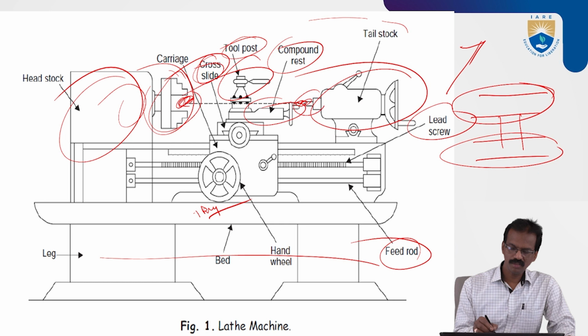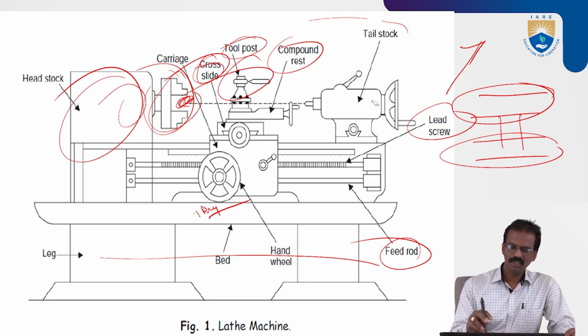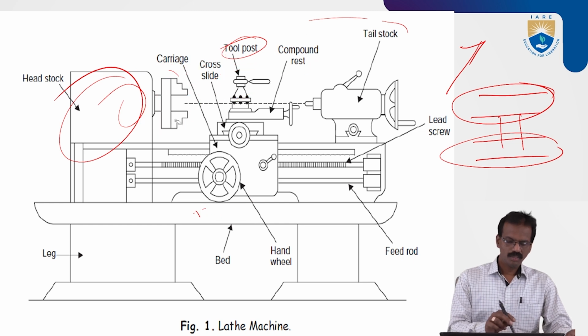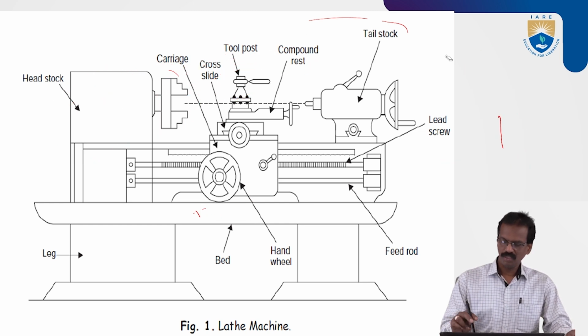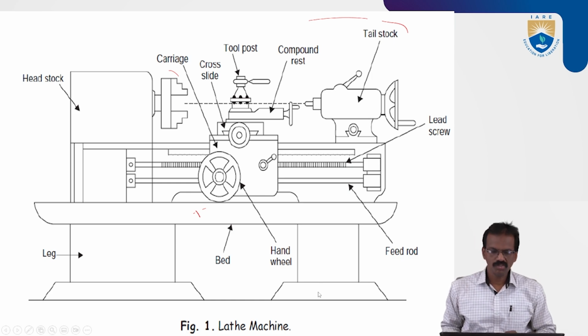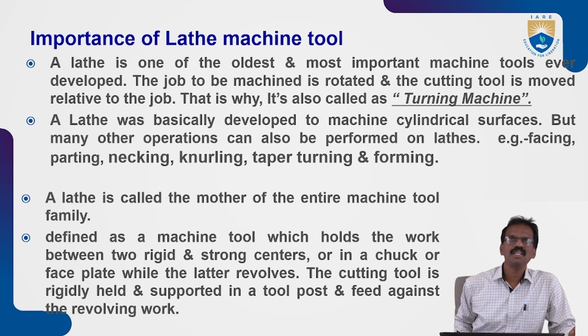In the same place, we can remove the dead center bit and replace it with different types of tool bits, like boring, drilling and tapping bits. By using those tools we can perform different operations: drilling, boring and tapping. So these are the main parts of the lathe machine. We will discuss the parts of the lathe individually. First of all, we will see what the importance of the lathe machine is.